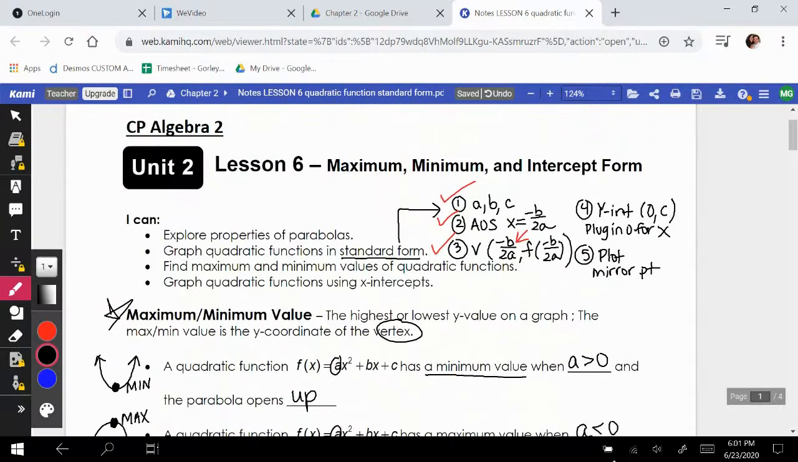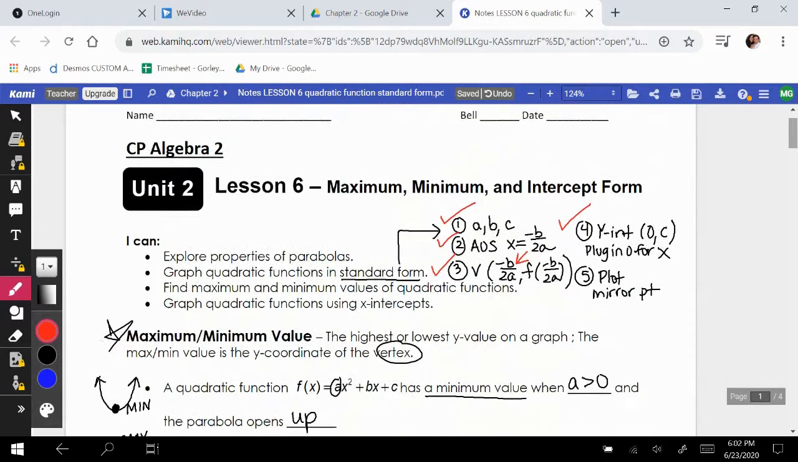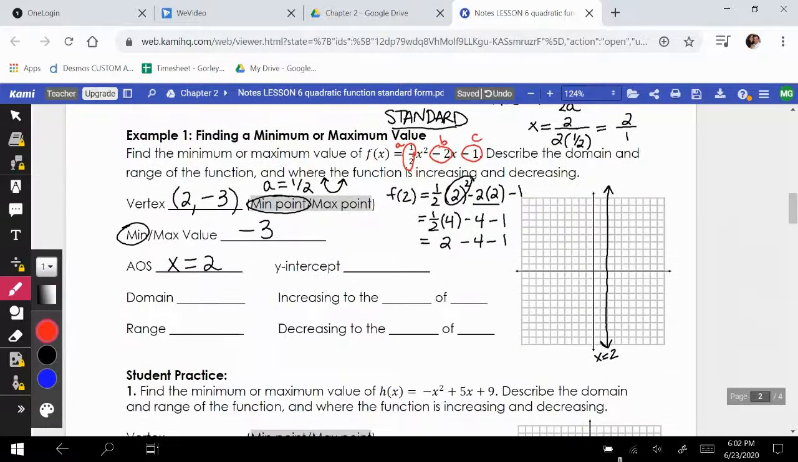Okay, so we're done with the vertex. What comes next? The y-intercept. That's where we plug in 0 for x and simplify. We should just be left with the c value. All right, so here, if I want the y-intercept, I would plug in 0 for x. So I'd have 1/2 times 0 squared minus 2 times 0 minus 1. 0 squared is 0, times 1/2 is 0, 2 times 0 is 0. So you can see I'm just left with that 0, -1. And -1 was the c value.